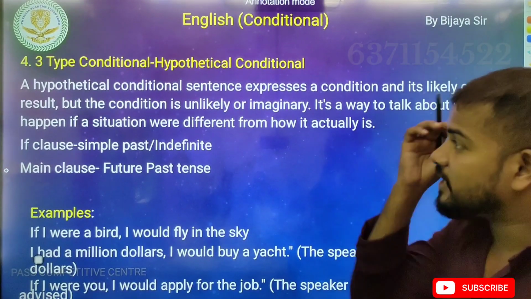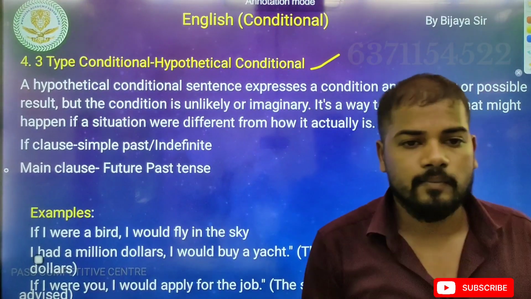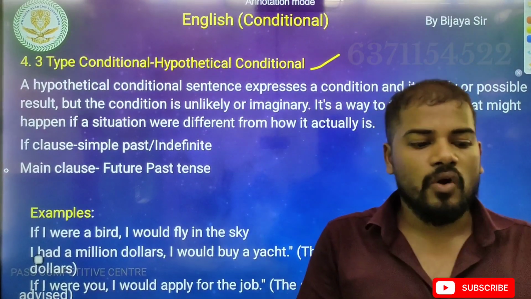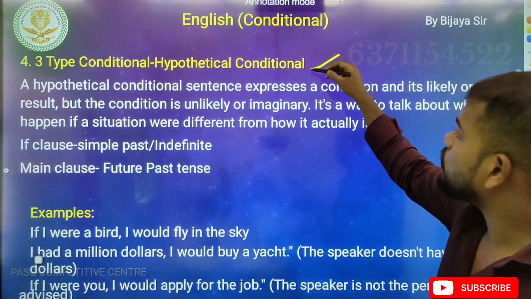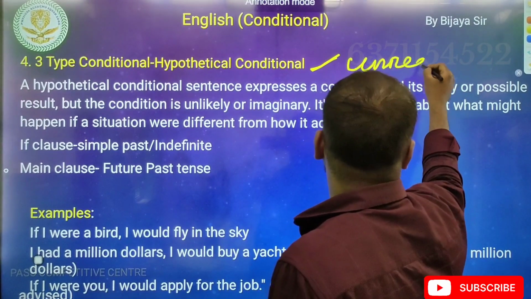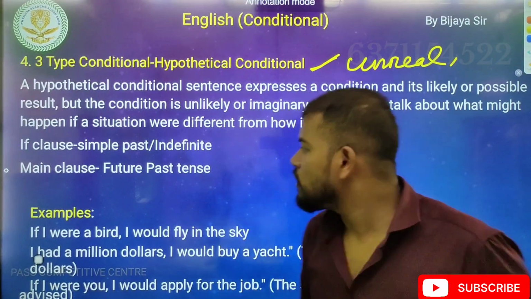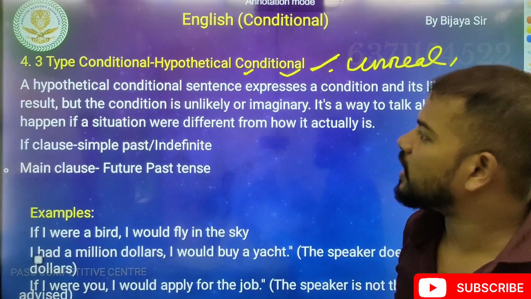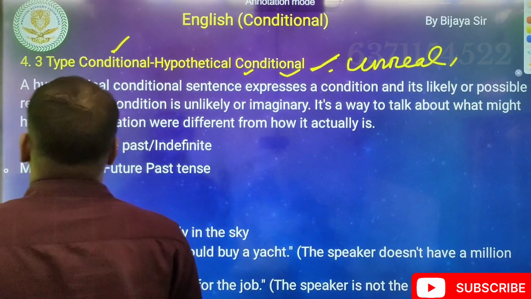Our next type of conditional, that is third type conditional, which is known as hypothetical conditional. What is hypothetical conditional? In which sentence or clause we are going to discuss a certain unreal or imaginary thing, a fantasy, which is not possible in our real life. That kind of conditional is known as hypothetical conditional, or also third type conditional.